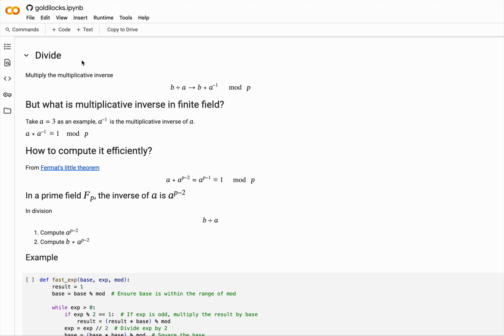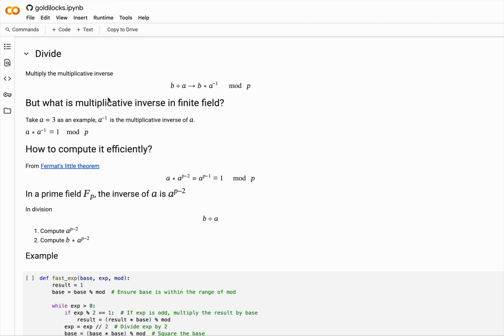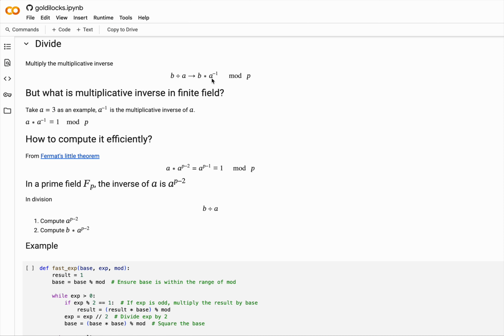So multiplication and division are inverse to each other. If you want to compute b divided by a, it's the same as computing b times a to the minus 1, where a to the minus 1 is the multiplicative inverse of a. I will denote it as a inverse. So the next question becomes, how can we compute the inverse of a?